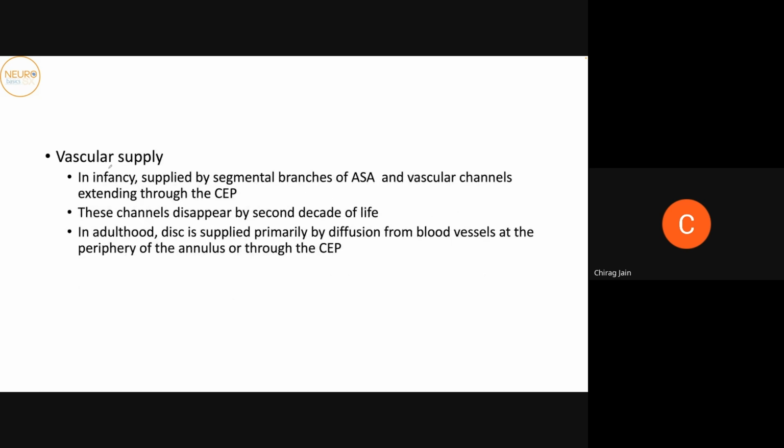So, in infancy, the disc gets supplied by branches of the ASA and the vascular channels that we discussed going through the cartilaginous end plates. But everything will disappear by the second decade of life, following which the disc is only going to be supplied by diffusion coming in from the blood vessels at the periphery of the annulus or through the cartilaginous end plate.